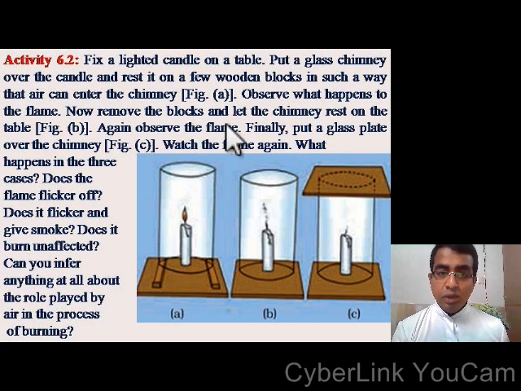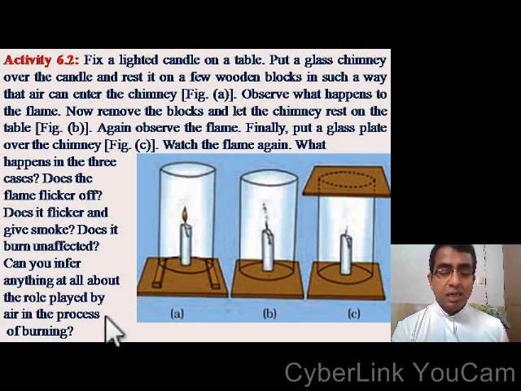Now remove the blocks and let the chimney rest on the table. This is the second diagram. Again observe the flame. Finally, put a glass plate over the chimney. The third diagram. Watch the flame again. What happens in these three cases? Does the flame flicker off? Does it flicker and give smoke? Does it burn unaffected? Can you infer anything at all about the role played by air in the process of burning?